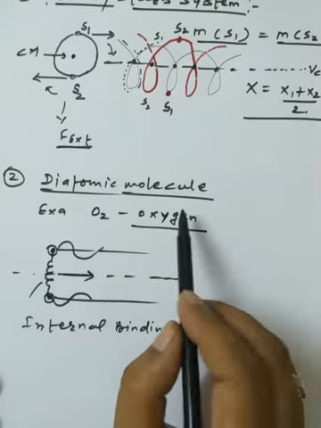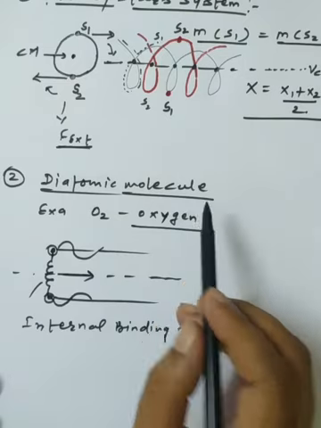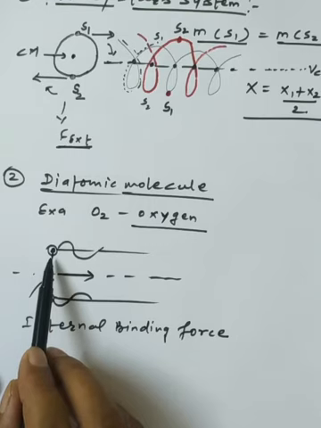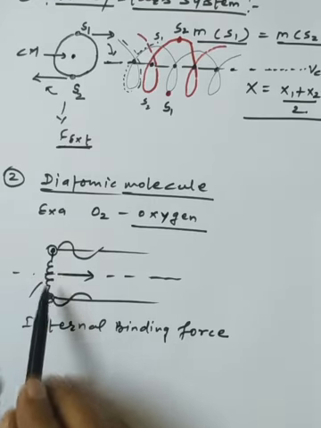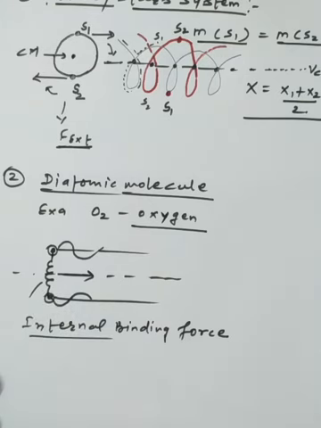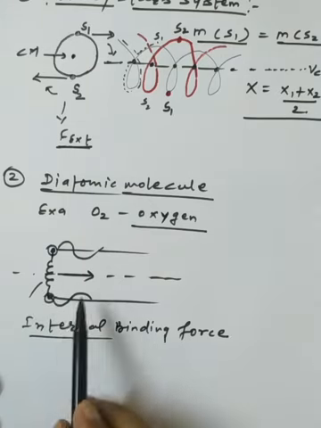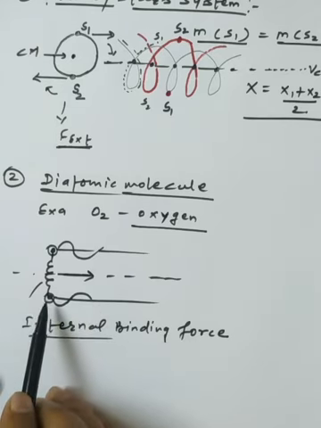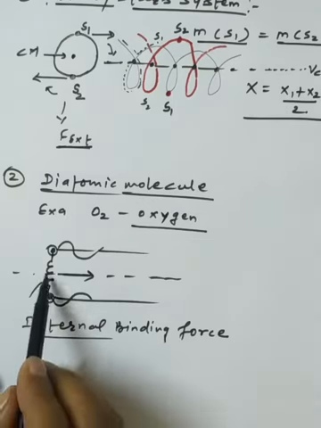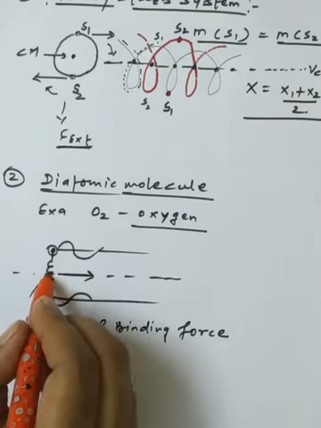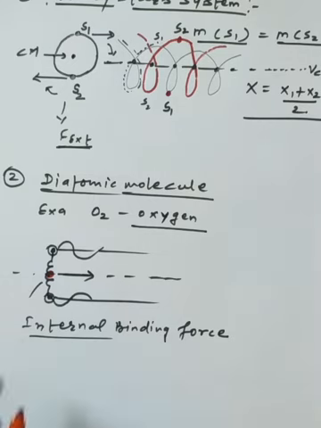Now I have taken another example, a diatomic molecule, and I have taken the example of the oxygen molecule. The two oxygen atoms are bound together with a spring-like structure, and I have shown the internal binding forces there. There is no collision of the oxygen molecule with the wall of the vessel. Since both oxygen atoms have the same mass, the center of mass lies at the middle of the line joining the centers of the two atoms.